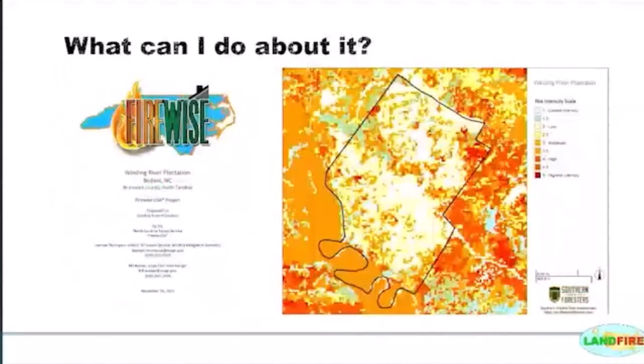Getting down to the neighborhood level, this Firewise community in Bolivia, North Carolina, used the Southeast Wildfire Risk Assessment to do their Firewise assessment. And you start to think, okay, if my house is here, I might want to do a little more home hardening and put gravel out 5 feet from my house. It's a little more likely to affect me than over in here somewhere.